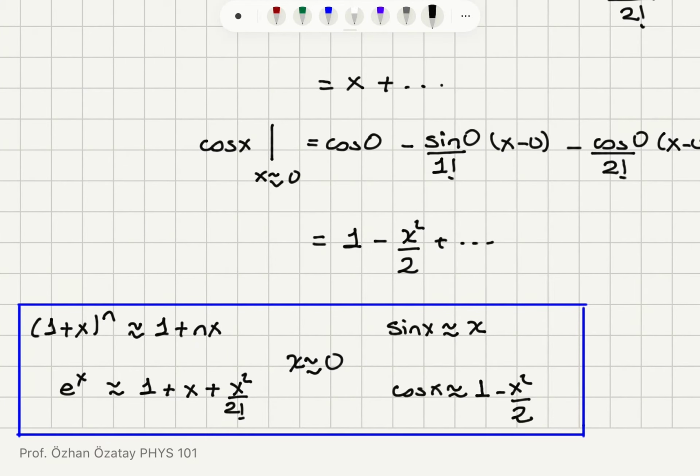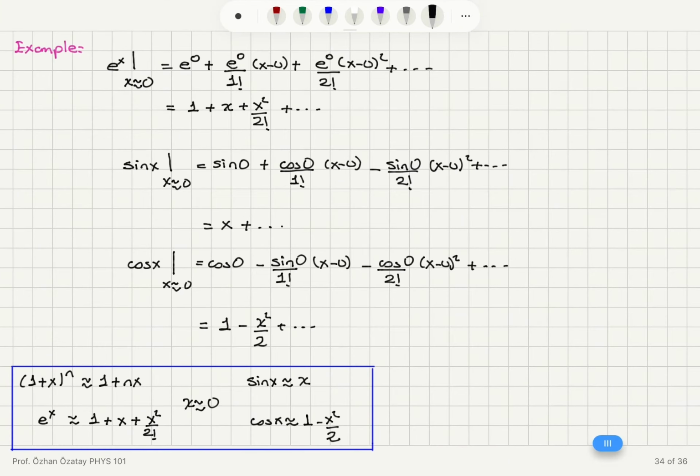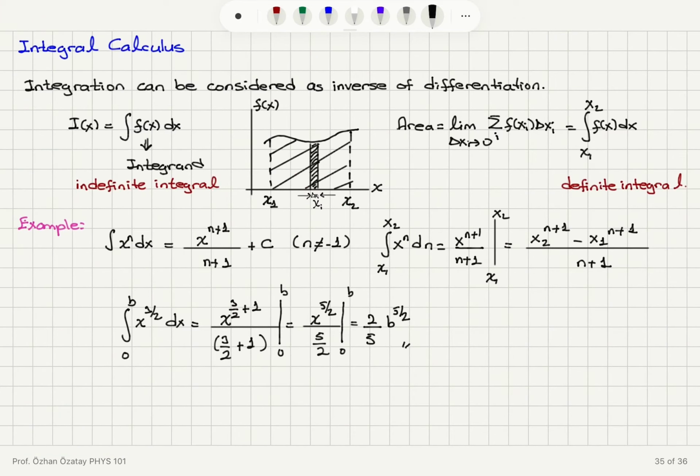1 plus x to the n behaves as 1 plus nx. E to the x behaves as 1 plus x plus x squared over 2 factorial, etc. The first three non-zero terms. Sine x behaves as x, and cosine x behaves as 1 minus x squared over 2. Sometimes we need to go to higher order terms, but this is basically the procedure that we follow to find the Taylor series expansion.